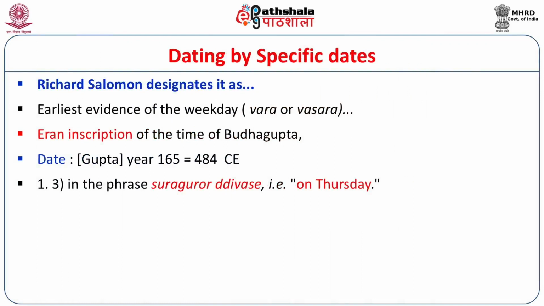This inscription records a date of 484 CE. The specific day of the week is recorded as Suraguru divase, that is on the Guruvar, that is the Thursday. This is the earliest occurrence of the record of a day in recording the date of an inscription, according to Salomon's study.